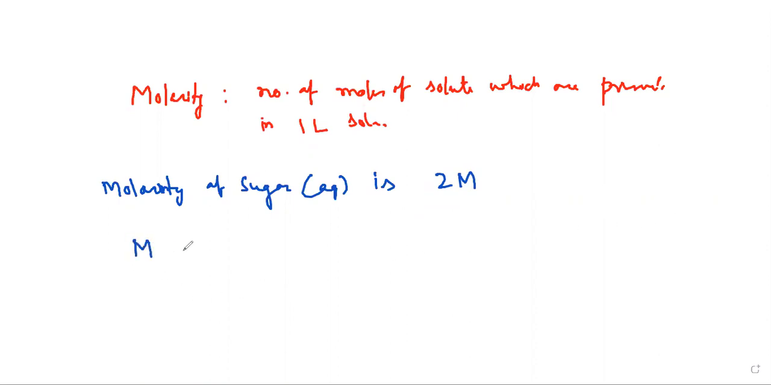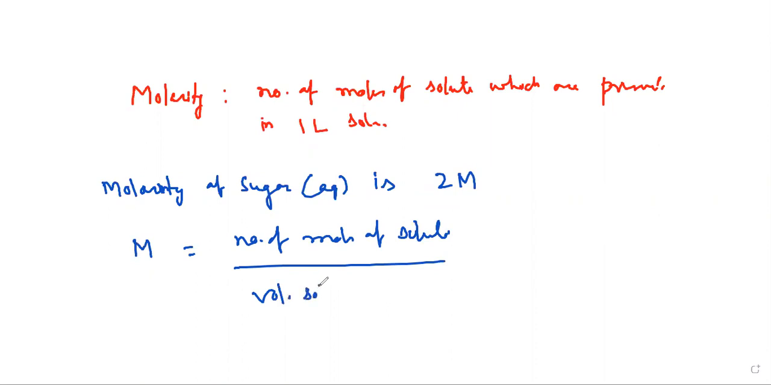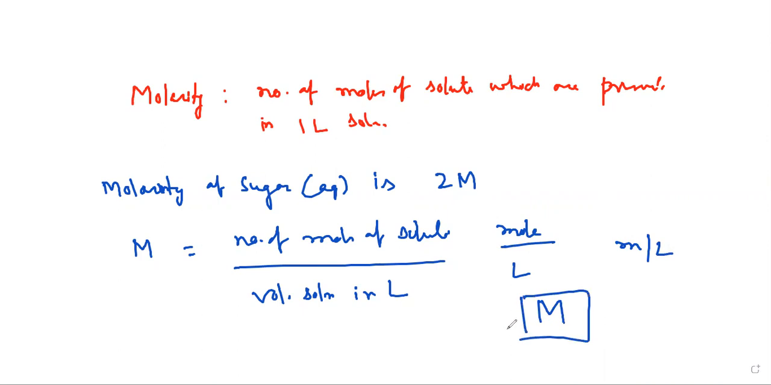So M is equal to number of moles of solute upon volume of solution in liter, and we denote it by capital M. Molarity of H plus ion 3M means 3 moles of H plus ions are present in 1 liter of solution.